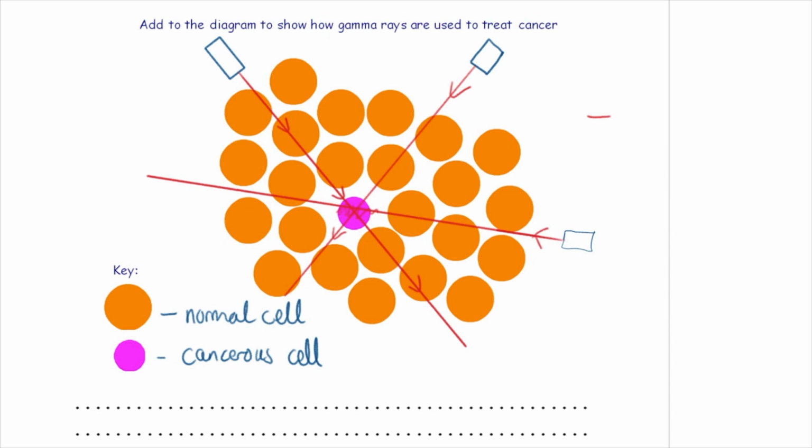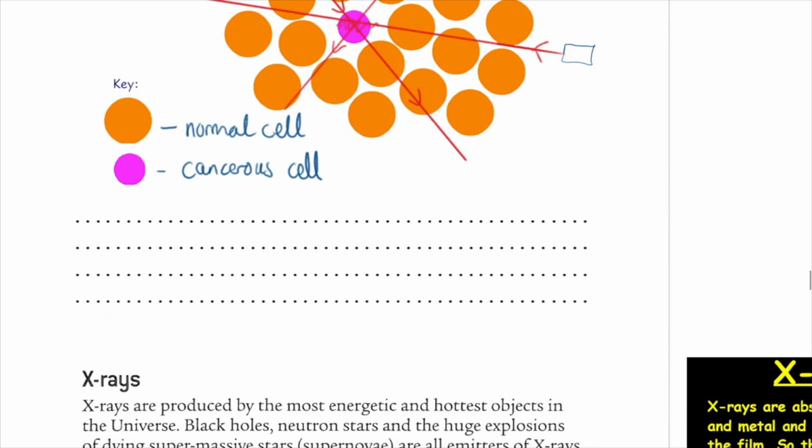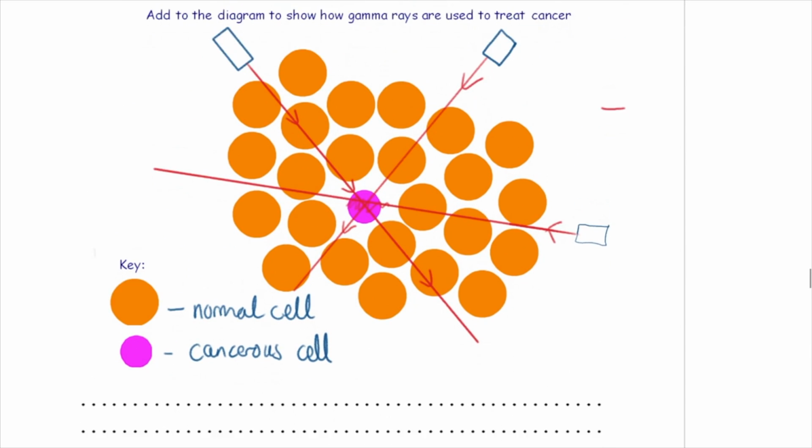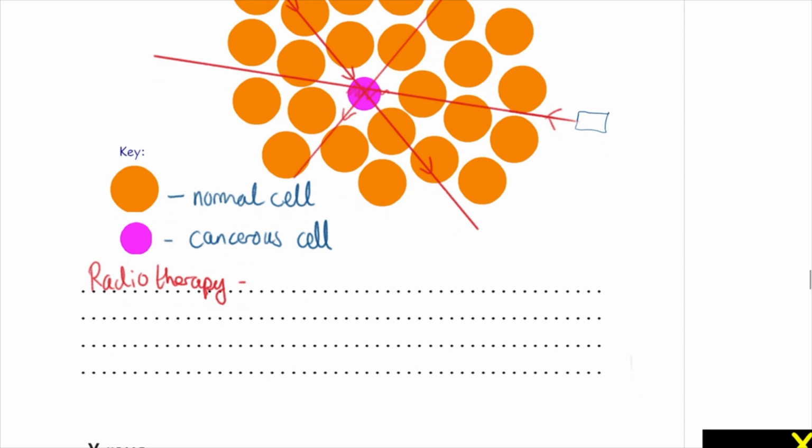But the important thing is to kill off the cancerous cell, because the cancerous cell can spread and multiply, which could be the start of a cancerous tumour. Underneath then, what I'd like you to do is just to put in your own words an application of gamma rays. So you can use radiotherapy. I'll just write that down for you. You may want to rewind the video in order to help you answer that.